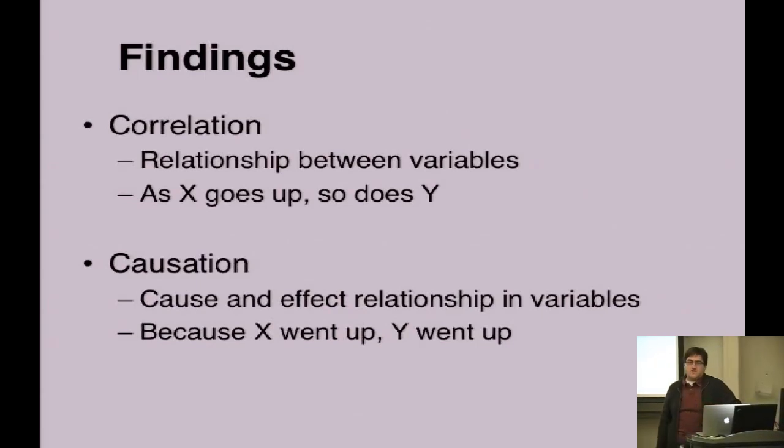Correlations describe a relationship. It's kind of a weak relationship. When something goes up, another thing goes up. Whereas causations actually have a cause and effect. There is a flow. If I change A, then B happens. So you can see the causation is much stronger than the correlation.